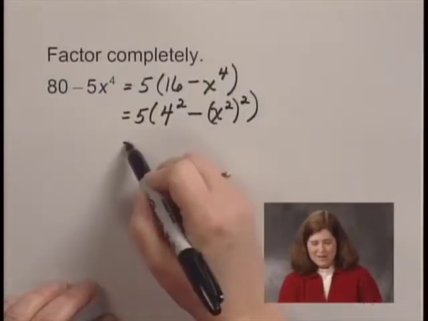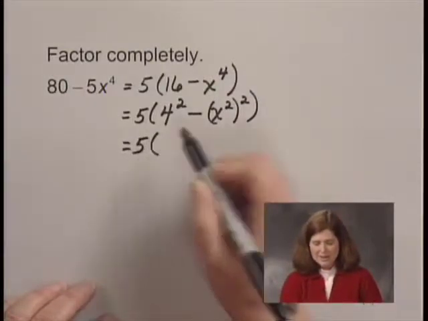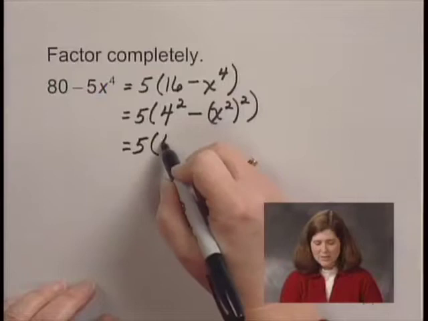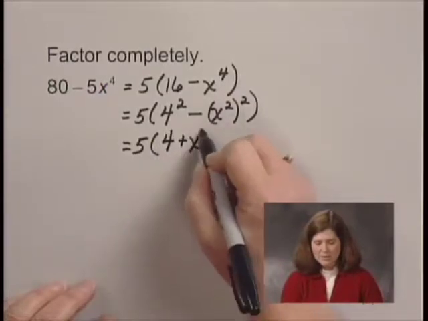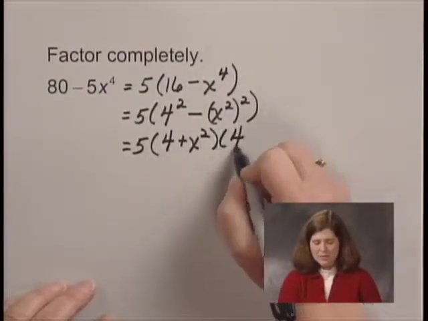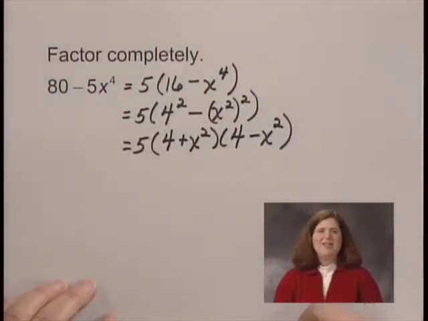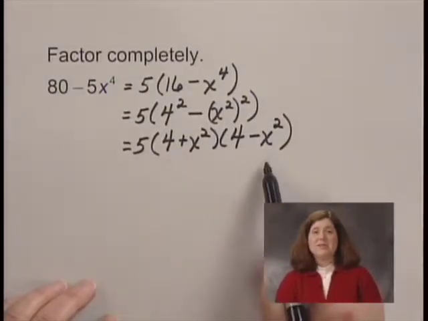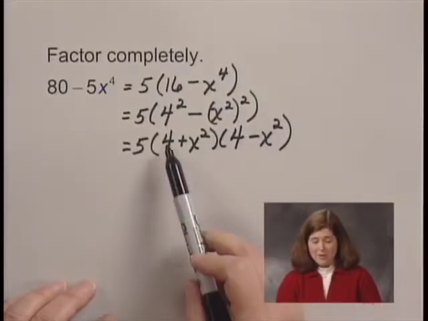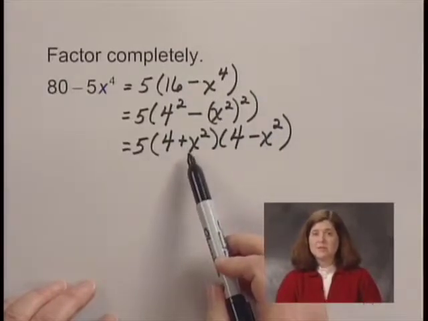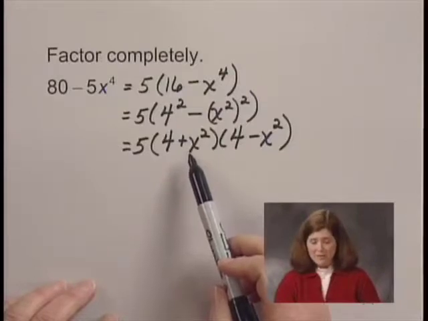So I factor as 4 plus x squared times 4 minus x squared. Now I need to check each of these binomials to see if they can be factored further. 4 plus x squared is the sum of squares. I cannot factor that any further.